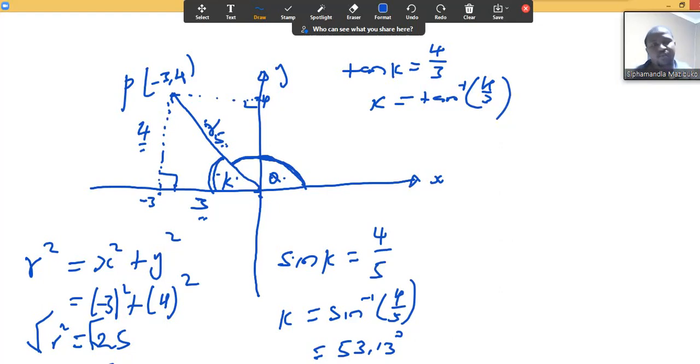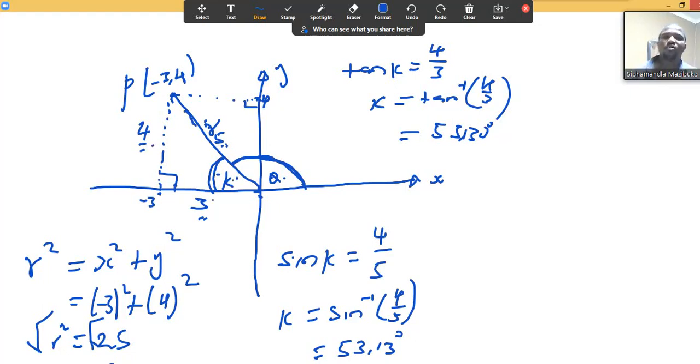You will see we're getting the same thing. So k will be the same thing. So you can use anything that is given. You can either decide to use tan, or you can decide to find this side here, but it wasn't necessary because you've got two sides and you can find k.